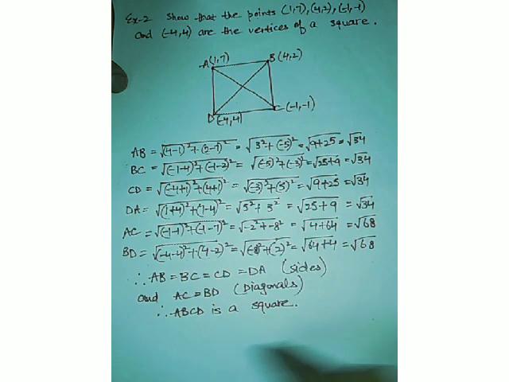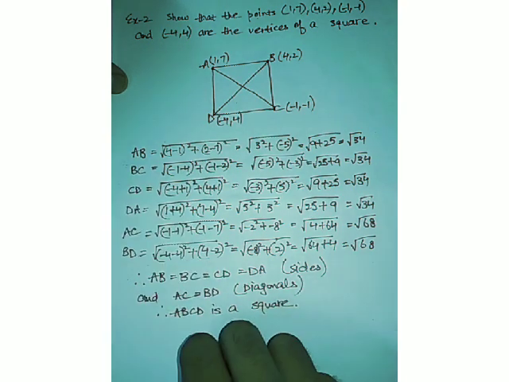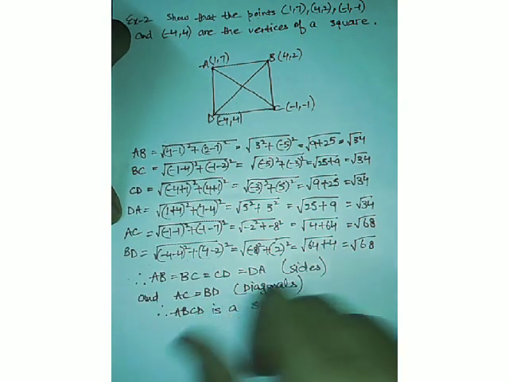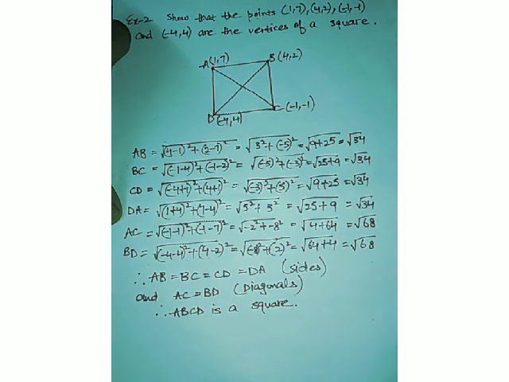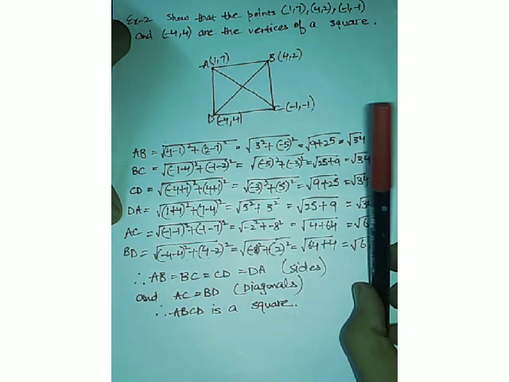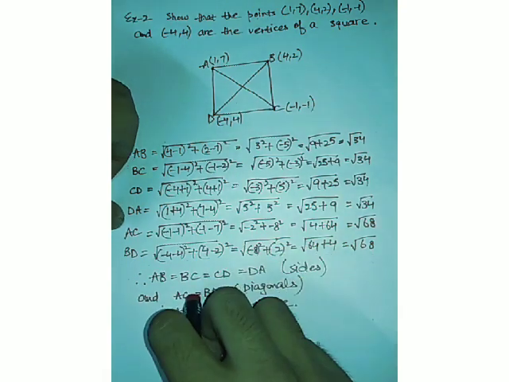So these were the first two examples of exercise 7.1, and only 3 examples are remaining, which we will surely do in our next video. So till then you can practice sums which involve the direct application of the distance formula.